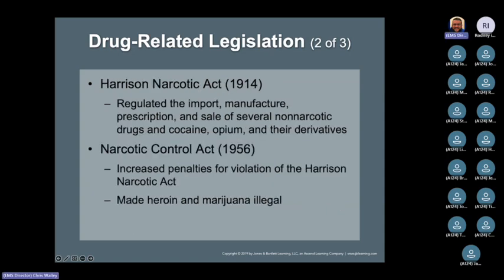All right, so we talked about the Harrison Narcotic Act in 1914. This did start to regulate the importation, manufacture, prescription, and sale of several non-narcotic drugs and cocaine, opium, and their derivatives. Obviously, before this, that's how Coke got its name, because in the beginning, Coke had cocaine in it. Sometimes it'd be nice to have an original Coke bottle. But all right, it did require some precise recordkeeping when they dispensed these controlled substances.